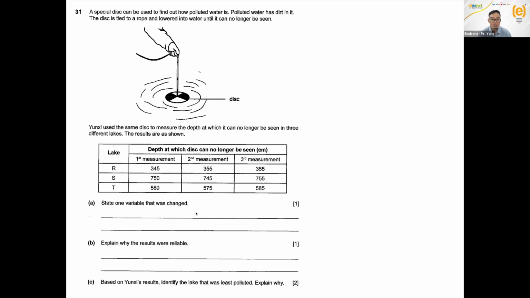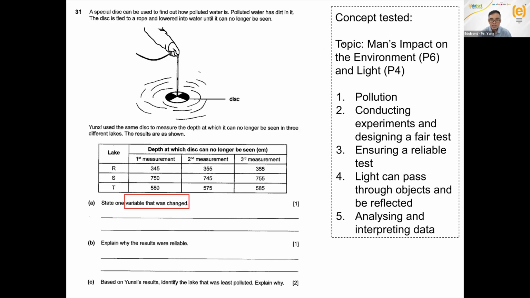Again, they are testing you about changed variable, reliable test, and so on. And then based on the results, identify the lake that was least polluted. Explain why. Okay, so basically this whole question, in general, they're testing you on the topic of man's impact on the environment and light. Number one, you need to know about pollution. What happens during pollution? And how to conduct an experiment. In fact, the main focus of this question is about conducting an experiment. Whether you know how to conduct an experiment, whether you know how to interpret experimental data, and designing a fair test as well. How to ensure whether results are reliable?